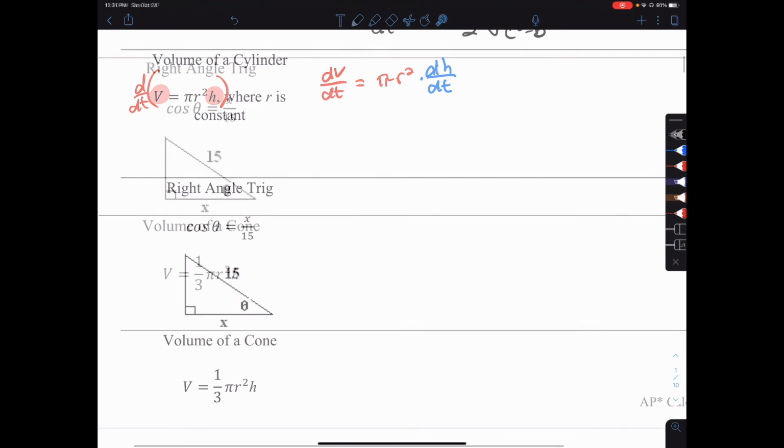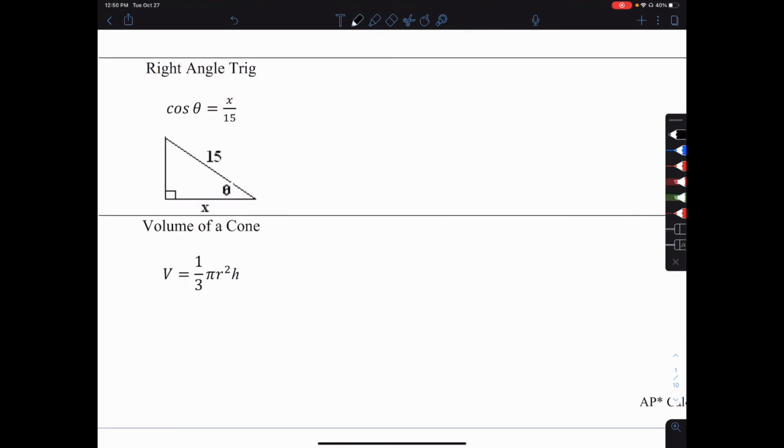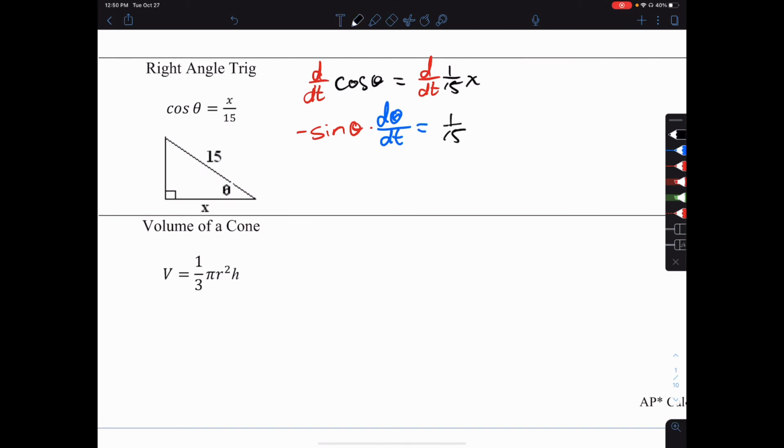Right angle trig. Cosine of theta is x over 15. It might be better if we write x over 15 as 1/15 x. If we take the derivative of both sides with respect to t, on the left, the derivative of cosine is negative sine. It's the incorrect variable, so we put d theta over dt beside it. Essentially, it's the chain rule that we're just doing there. On the right side, derivative of 1/15 x is 1/15. Also, it's the incorrect variable, so the derivative of the inside is the derivative of x with respect to t.